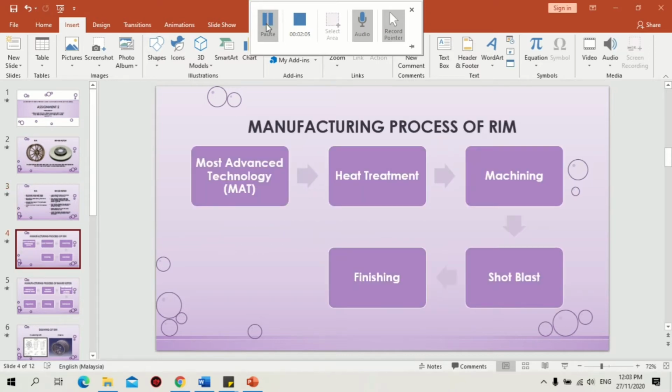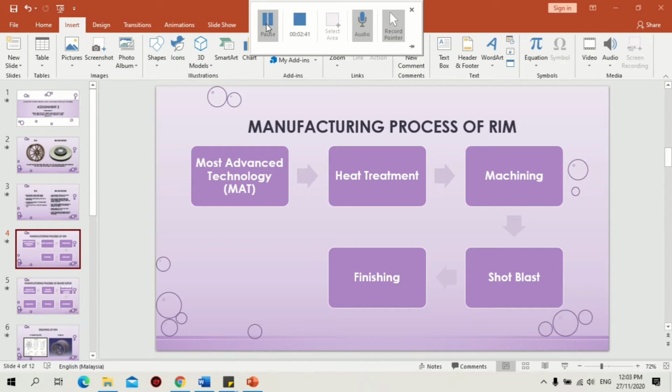Okay, next is the manufacturing process of the rim. We start from MAT, which represents most advanced technology, then the heat treatment section, and then the third one is machining, the fourth one is shot blast, and lastly finishing. I will explain about MAT, most advanced technology, which is a manufacturing process combining spinning and forging. The aluminium alloy will be poured into the mold first. Then, the casting will be spun at super high speed and forged at the same time.